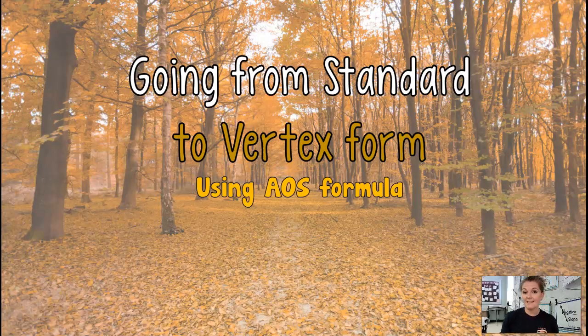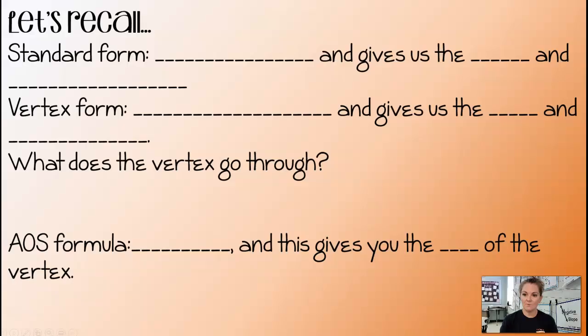All right, so this is the last piece of Unit 3, Part 1, going from standard form to vertex form using the AOS formula. AOS is your axis of symmetry. So using what we know about axis of symmetry and how it's related to the vertex, and how we can find the axis of symmetry from the specific equation, and going from there.